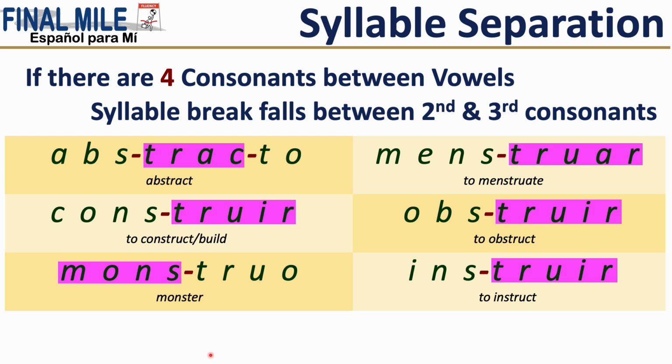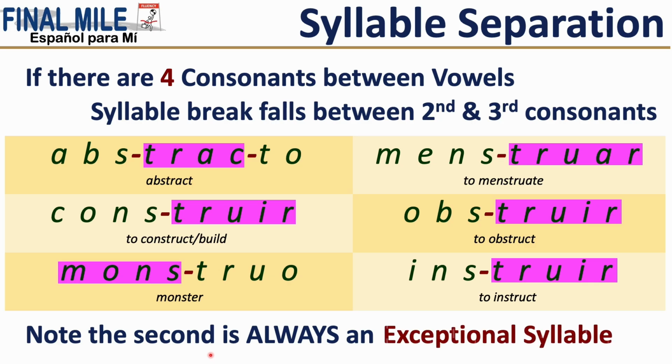You are smiling because I am so super proud of you, and you say something beautifully sounding like instruir, instruir. Note that the second syllable is always an exceptional syllable, okay? There's the following. Tra, tru, tru, tru, tru, tru.